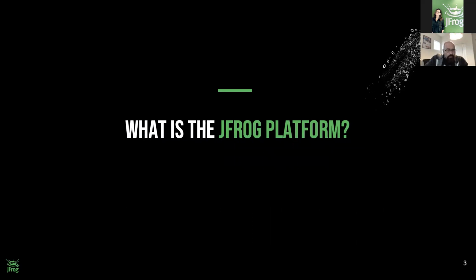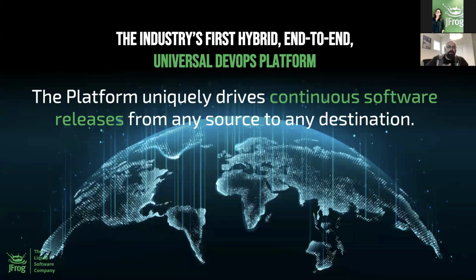Thank you for joining to learn about the JFrog platform, and let's talk about what it is. The official term is that it's the industry's first hybrid end-to-end universal DevOps platform. This term should raise some questions. Why do we think it's the industry's first, what do we mean by hybrid, what do we mean by end-to-end, what do we mean by universal? A lot of questions. And during today's webinar, I hope to answer all of them.